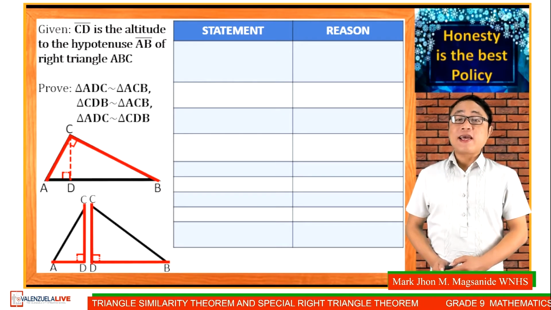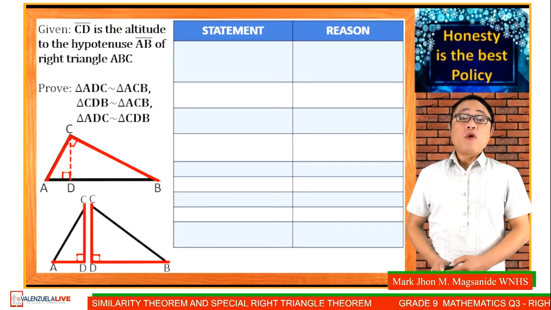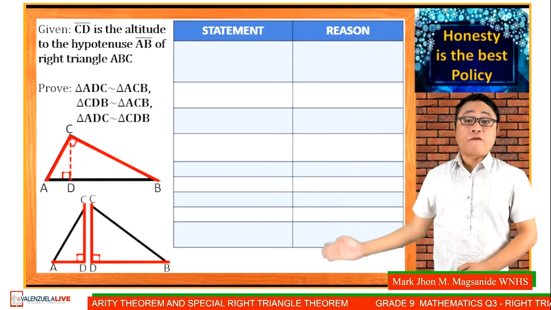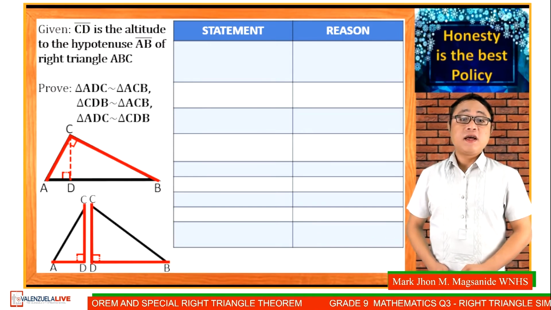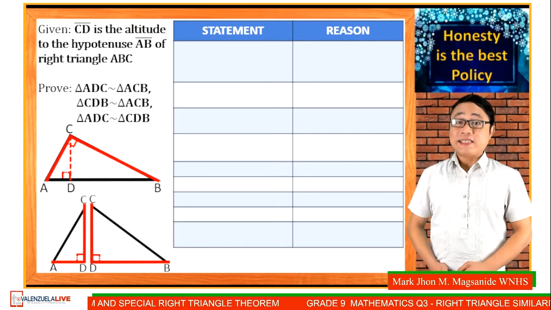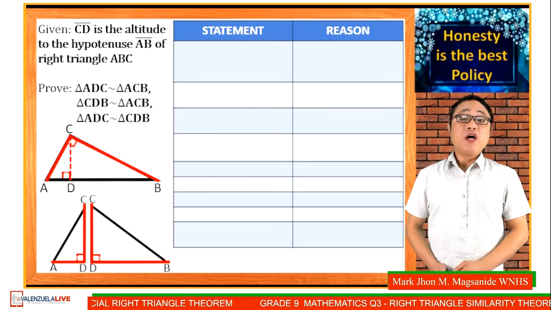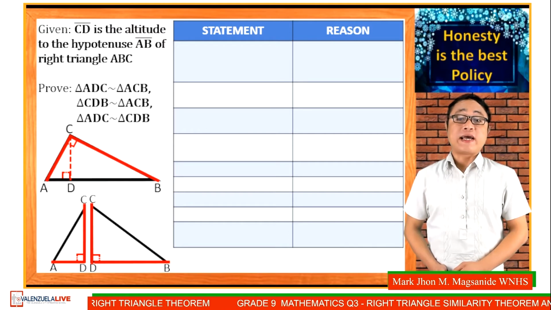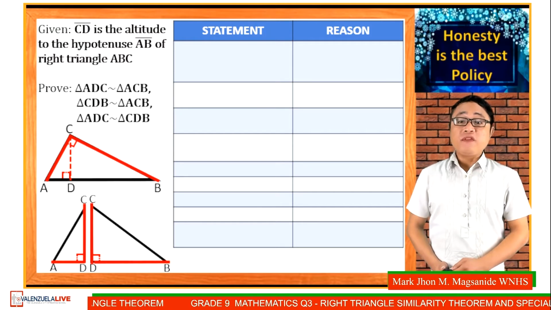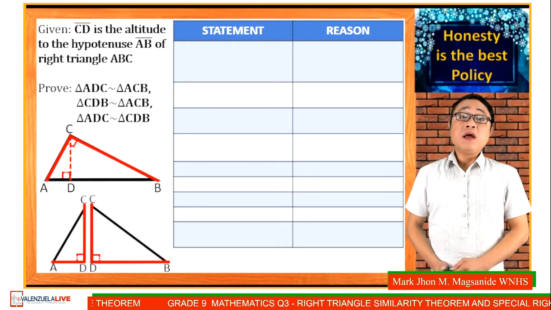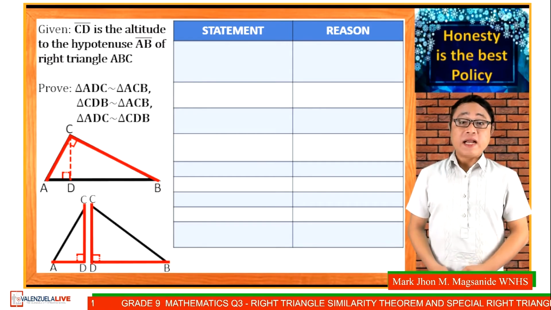To prove this theorem, we will use the two columns proof. Since there is no given measure of sides, we will not use SSS similarity theorem or SAS similarity theorem to prove similarity of two triangles. Instead, we will use the angles to prove the triangle similarity by either AAA or AA similarity theorem.